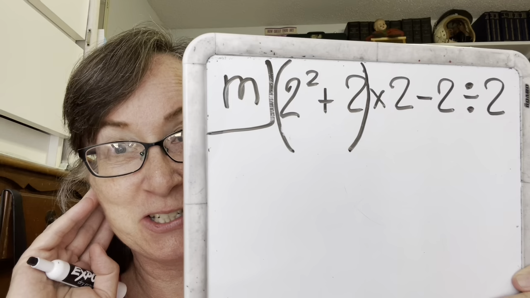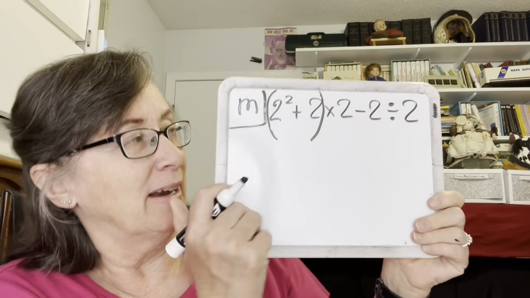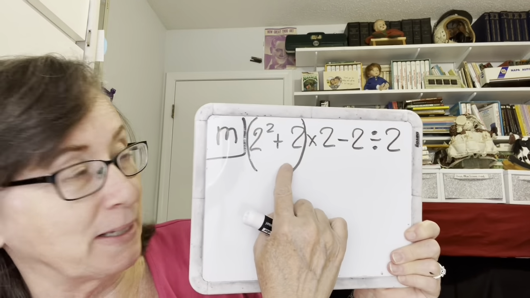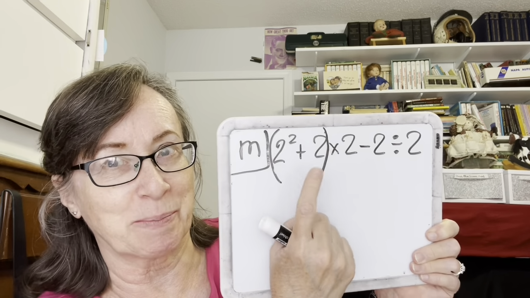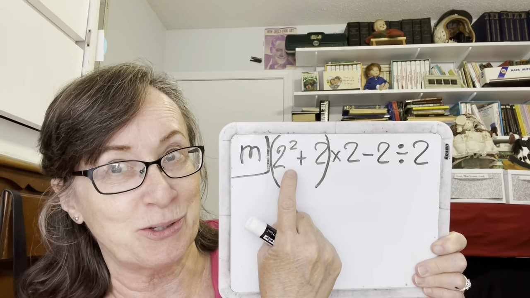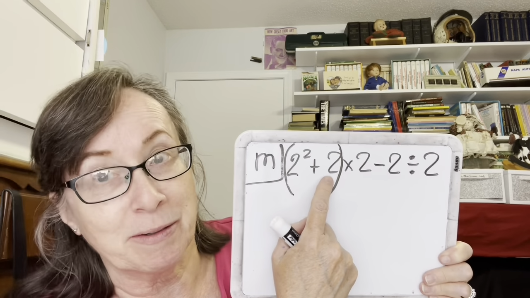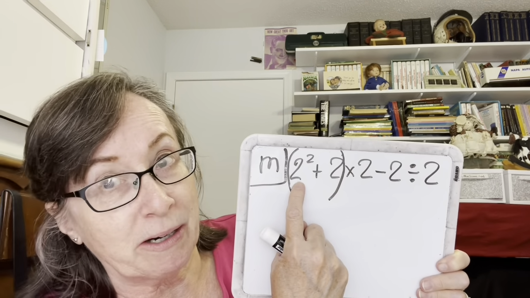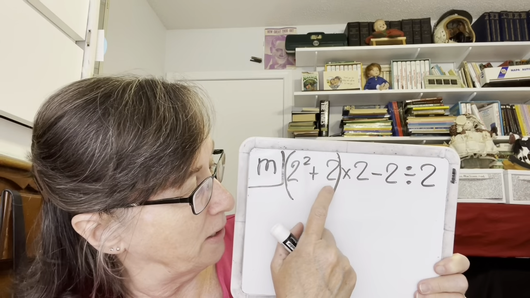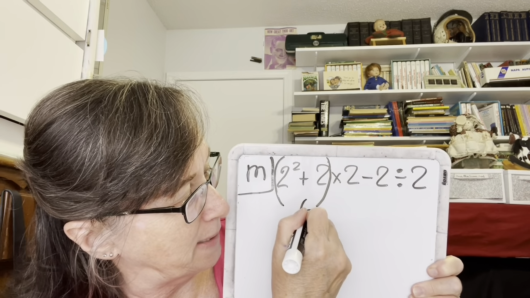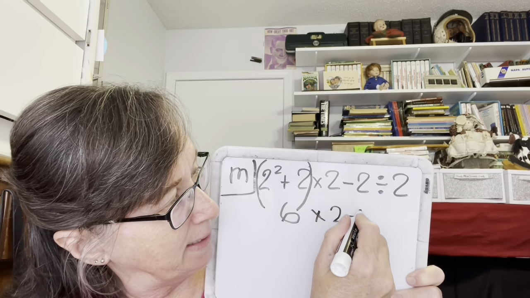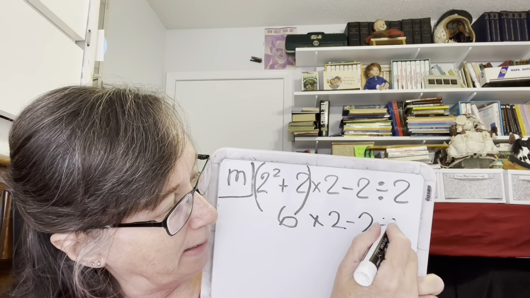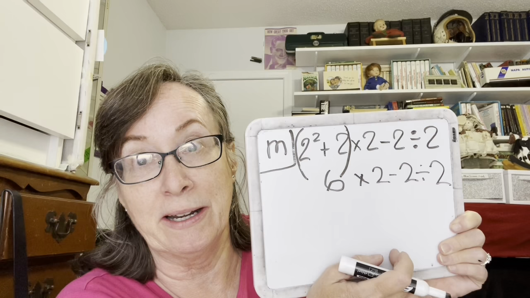All right, let's check Miss A's work. All right, so we're going to start with our grouping symbol. And inside the grouping symbol, we have a priority here, don't we? We have a 2 squared that needs to happen before the 2. So 2 squared is 4, and 4 plus 2 is 6. So this becomes a 6 times 2 minus 2 divided by 2. So we just write it all down.